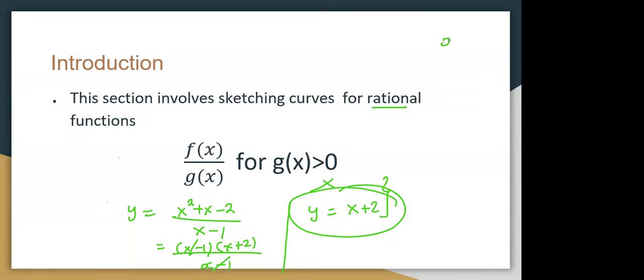Members, what about this? Let me know, what about that one? My y is equal to (x plus 2) over (x squared plus x minus 2). Is it a rational function or is it not?